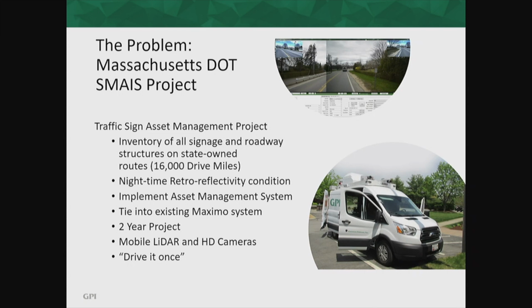So we came up with the concept that if you're going to drive an entire state, you may as well drive with the biggest, baddest piece of equipment you can find, which was this LiDAR. You can see a LiDAR in here. It's got four 35 megapixel cameras, two front-facing and two rear-facing. And it also has a LiDAR sensor on the back that scans at 1.2 million points per second. So we used this to drive the entire state.